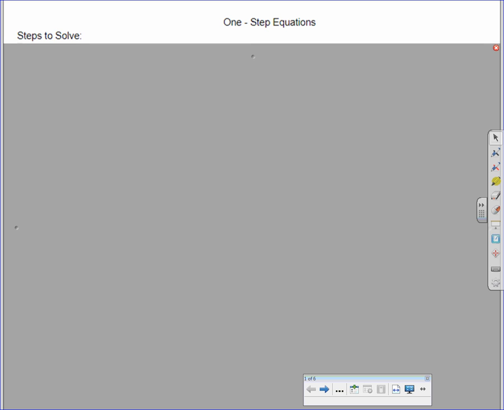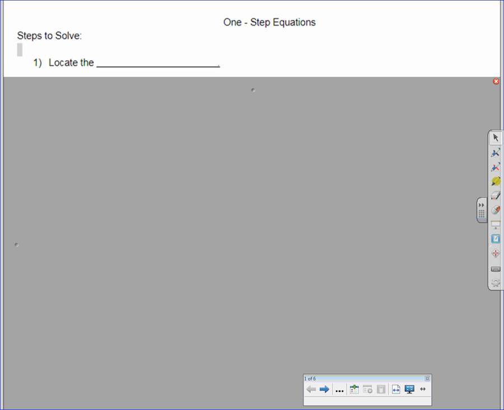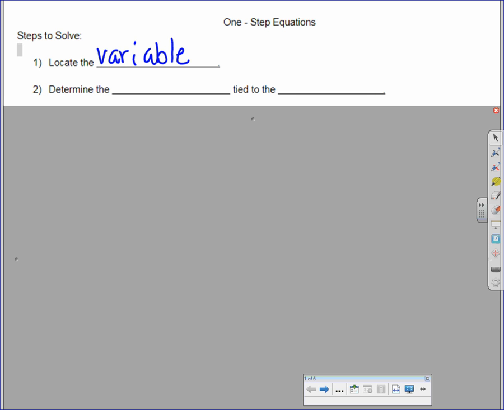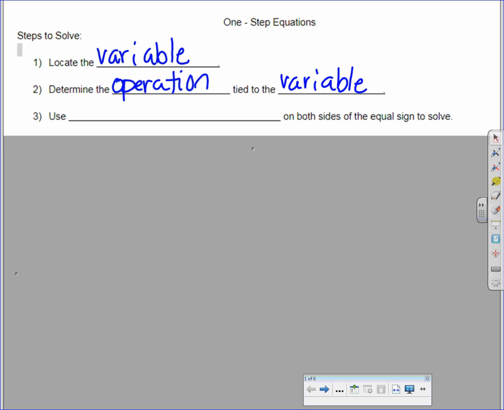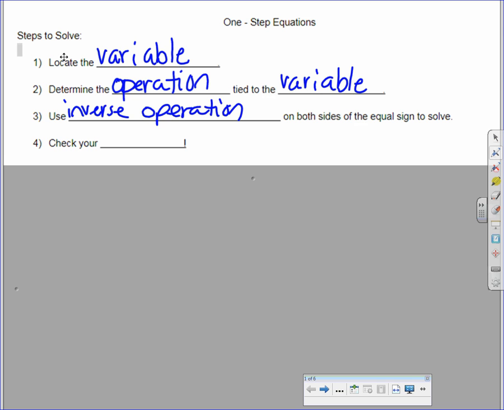Alright, today we're going to learn about one-step equations. So your first step is to locate the variable, which remember is a letter, in most cases x. Then you're going to determine the operation that is tied to the variable. Then you're going to use the inverse operation on both sides of the equal sign to solve. And then you're going to check your solution.